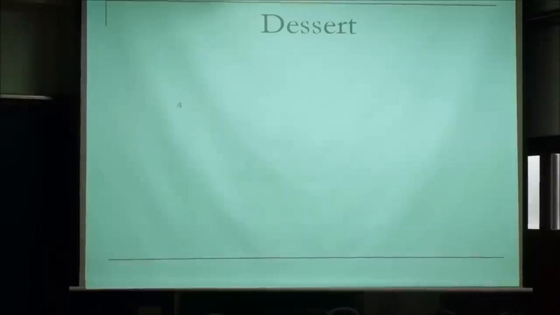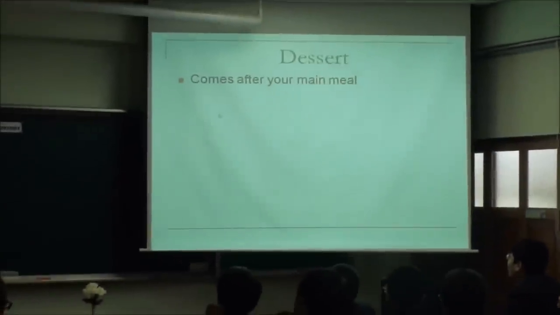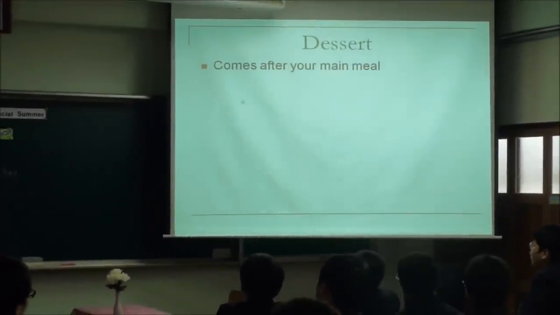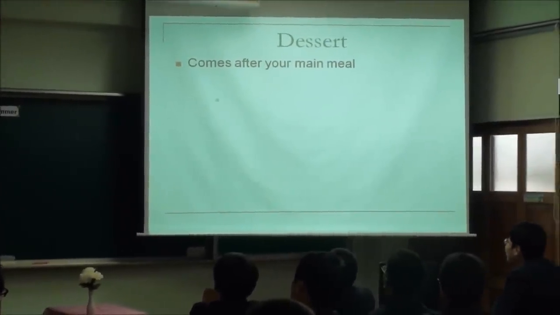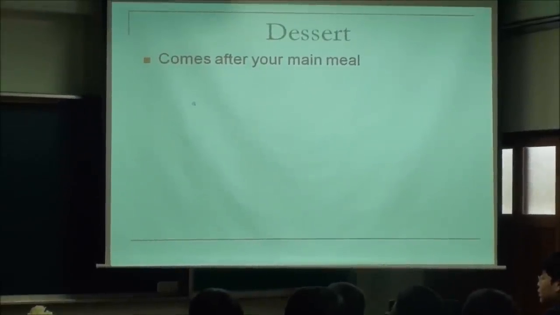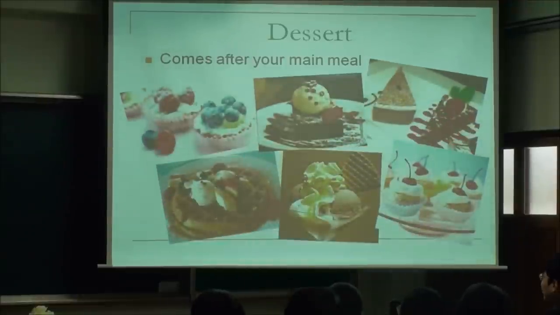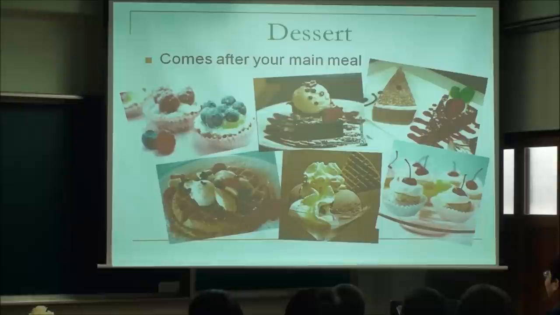Then last we get dessert. What is dessert? Comes after a meal. It's usually something sweet. So this is our favorite part of the meal. Give me examples of dessert. Ice cream. Cookies. All the delicious dessert.